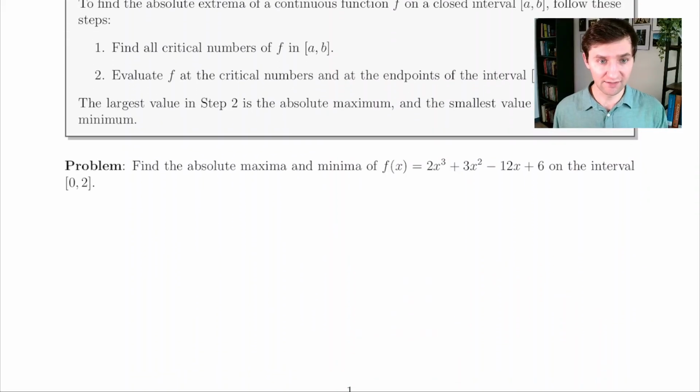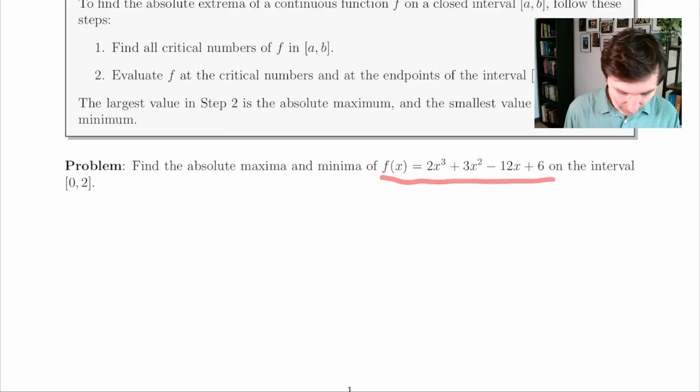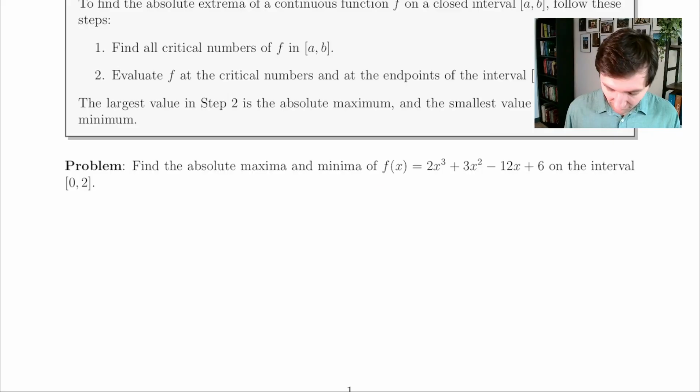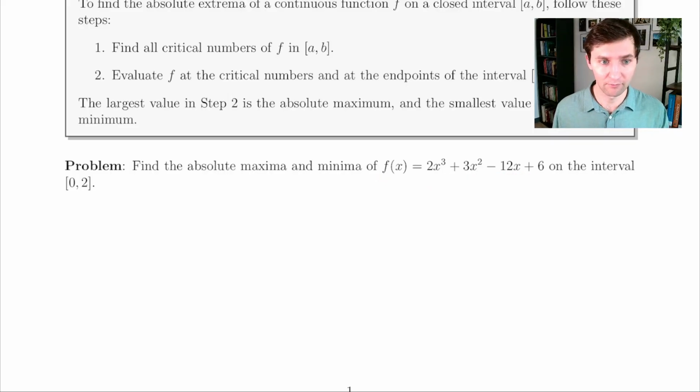In the next exercise, we must find the absolute maxima and minima of the following function on the interval from 0 to 2. If you would like to try this problem on your own first, stop the video now. This function is a polynomial, which means this function is continuous everywhere. In particular, it is continuous on the interval from 0 to 2. Because this is a continuous function on a closed interval, by the extreme value theorem, this function will attain its absolute maximum and its absolute minimum on the interval from 0 to 2.